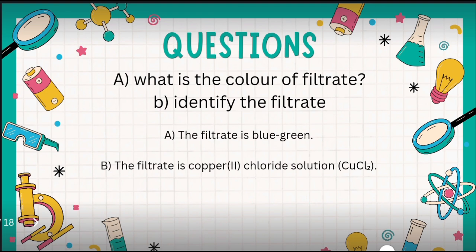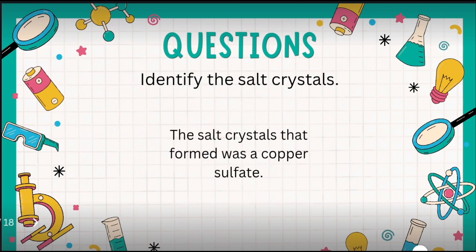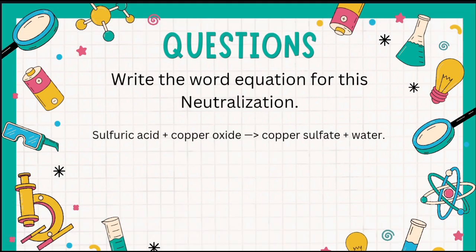Number 2. What is the color of the filtrate? Identify the filtrate. A. The filtrate is blue-green. B. The filtrate is copper chloride solution. Question number 3. Identify the salt crystals. The salt crystals that formed were copper sulfate.